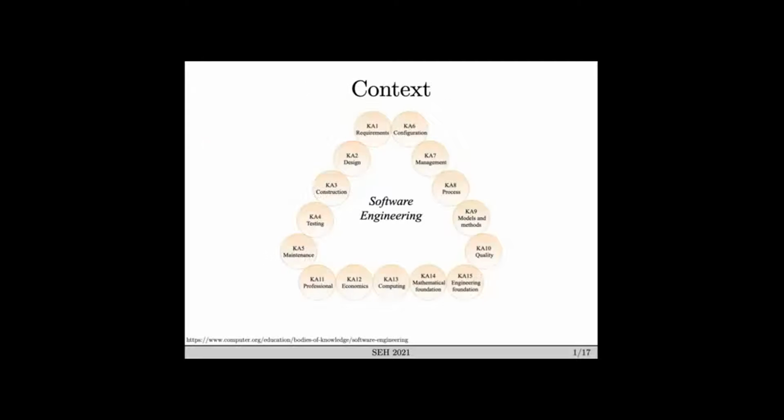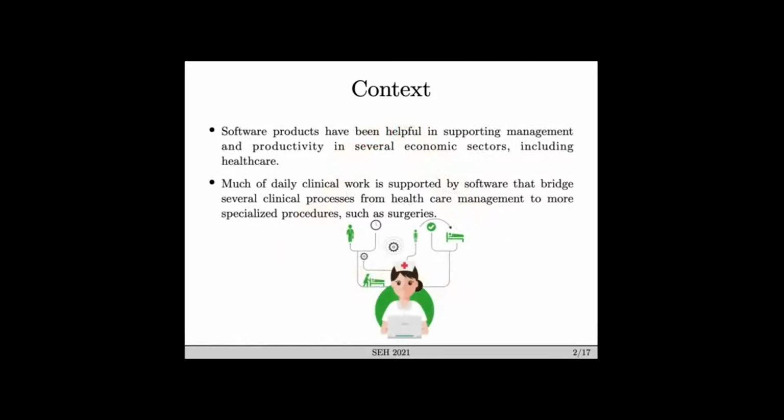The context of our research is software requirements to develop clinical software. The software requirements are descriptions of features and functionalities of the target systems. Requirements convey the expectation of the user from the software product. Software products, on the other hand, have been helpful in supporting management and productivity in several economic sectors, including healthcare. Indeed, clinical software is committed to developing a secure, efficient, and innovative clinical application and laboratory instrumentation system.